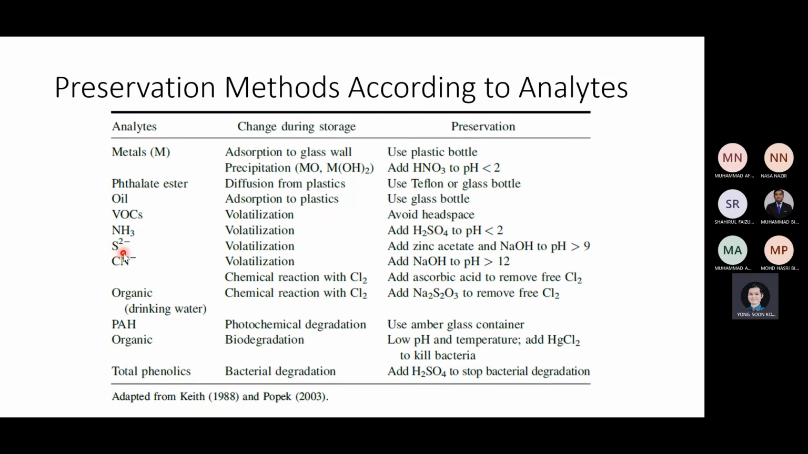Okay, sulfide also may be volatilized, because when you have bacteria, it may be volatilized as hydrogen sulfide. So you add these things as a preservative. Cyanide also may be volatilized. This one is even more dangerous because it may kill you. So you add sodium hydroxide to make it alkaline. You see, all this while we learned about acidification, but suddenly there are a few analytes that you need to make alkaline, using sodium hydroxide.